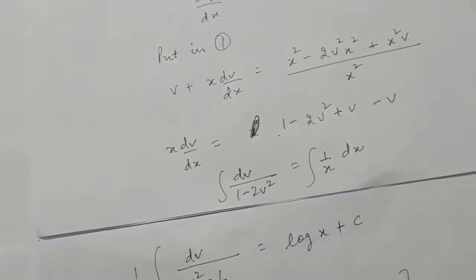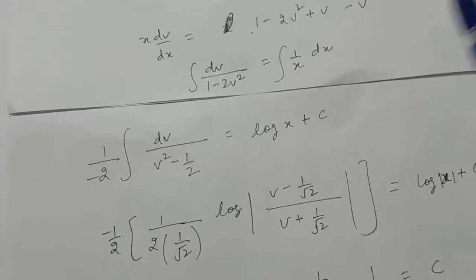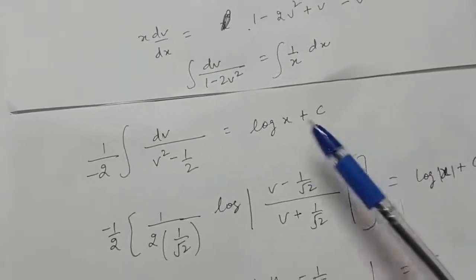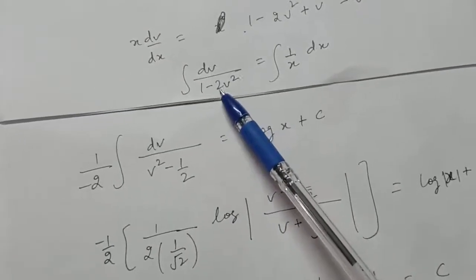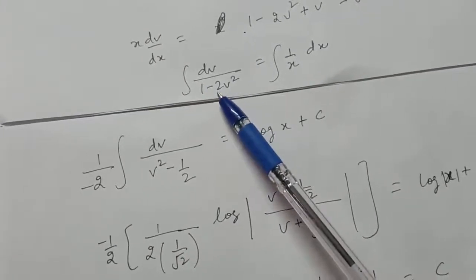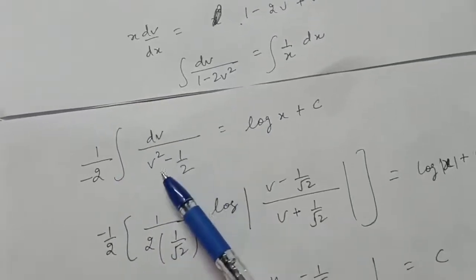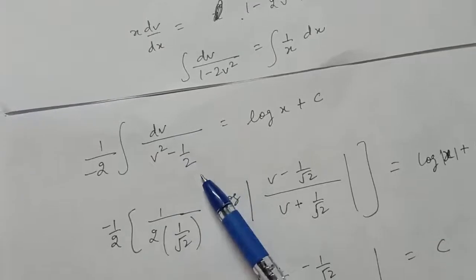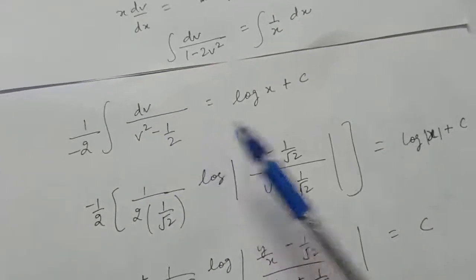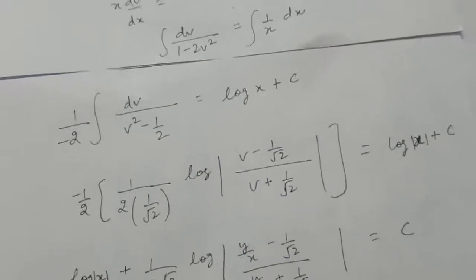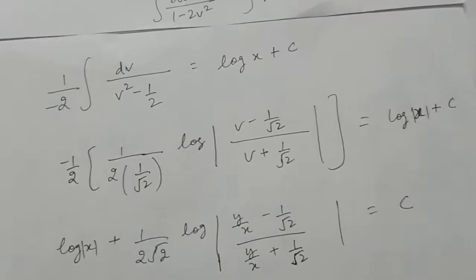Now integrate both the sides. Integral of the right hand side will be log mod x plus c, right? And for the integral of this, here you can see the coefficient of v square is minus 2. So take out minus 2 common. Now it will be dv upon v square minus 1 by 2, right? This 1 by 2 can be written as (1 by root 2) whole square. So apply the formula of 1 upon x square minus a square.